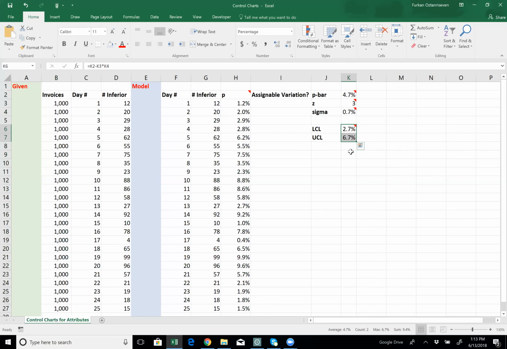All right, so that's it for today. In the next presentation, I will talk about building the control chart for this data. And until then, enjoy supply chain management.